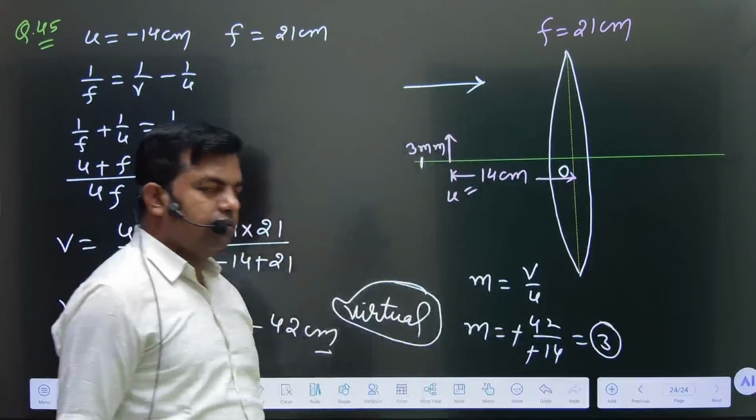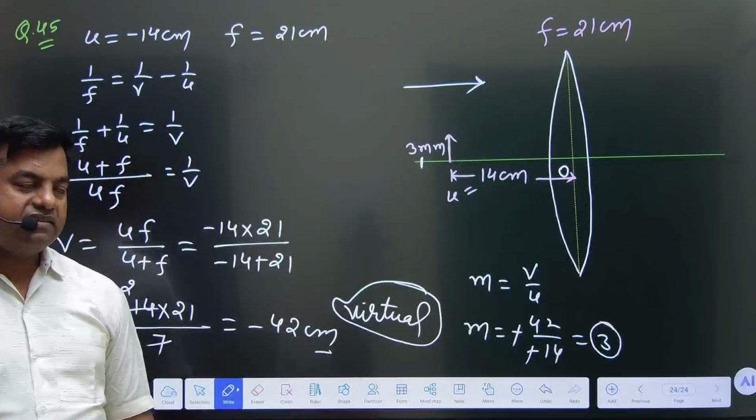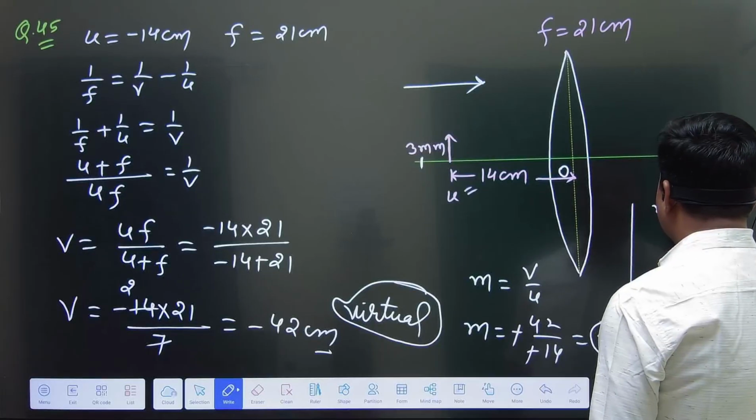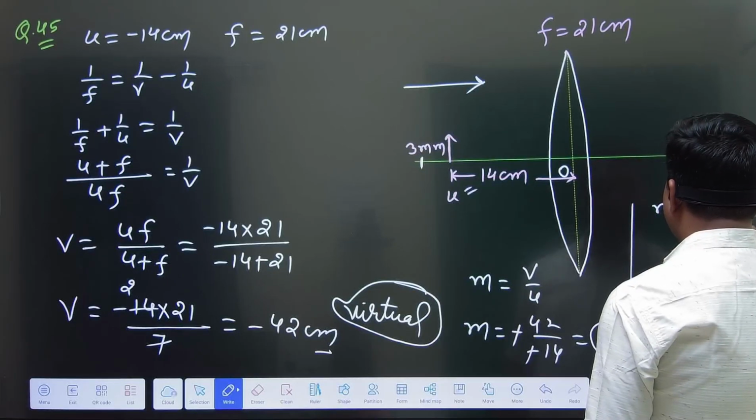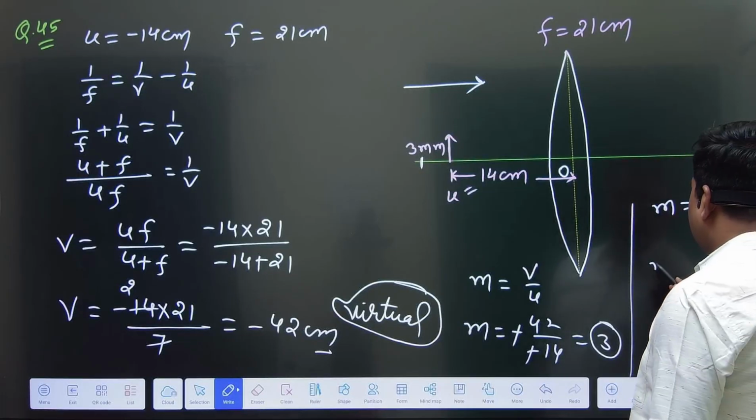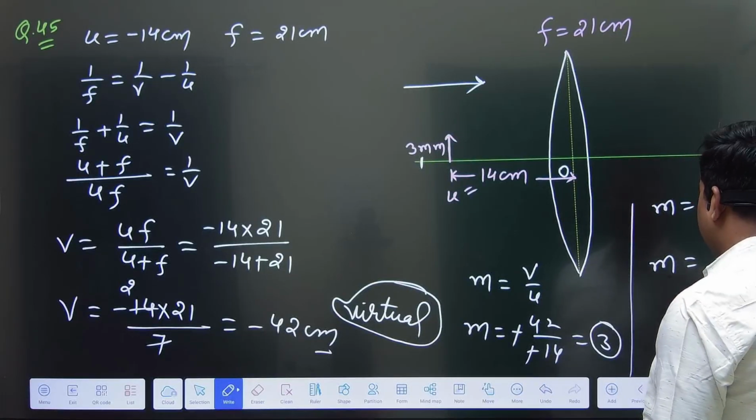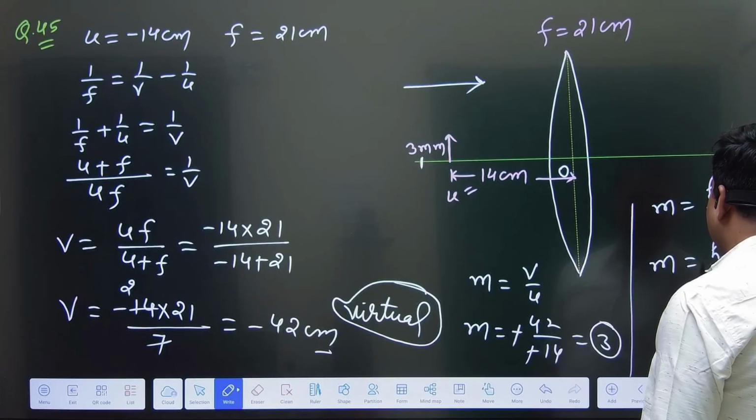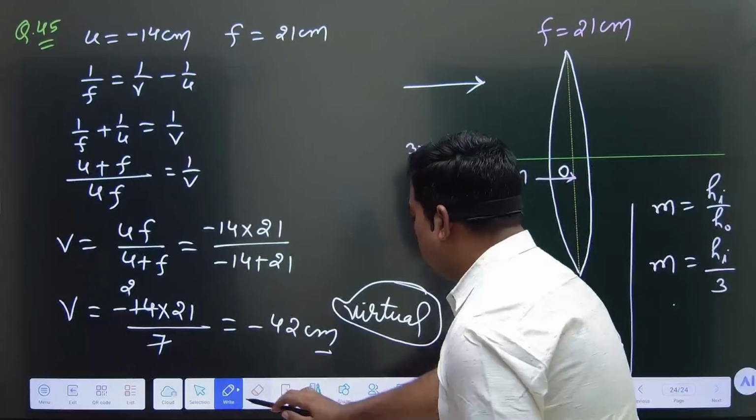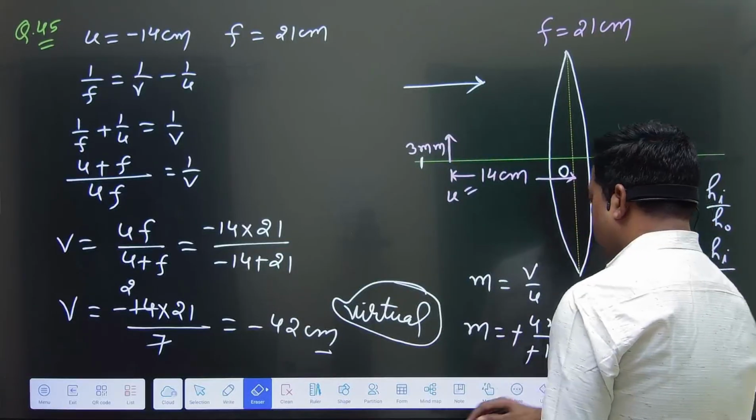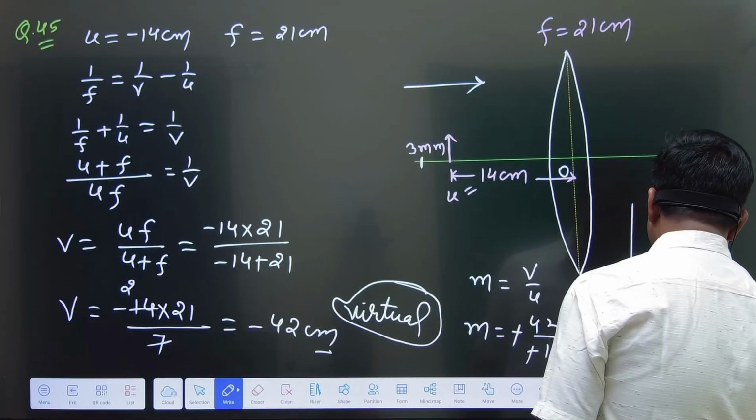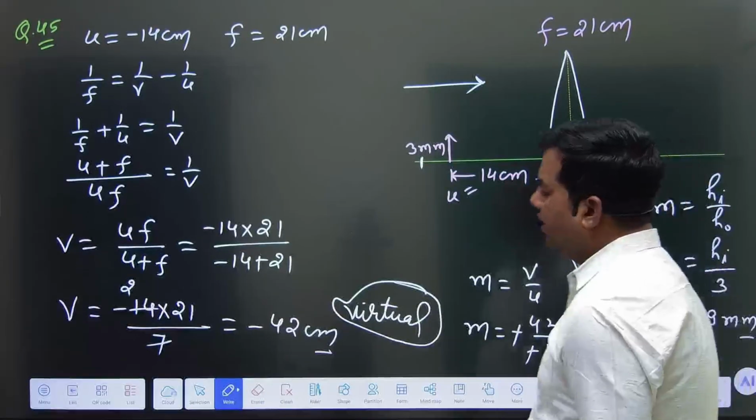Magnification is what? 3. And the size of object is given. So we have to calculate height of image. So m equal to hi divided by h naught. Hi is the height of image. You have to calculate it. H naught is 3 and m is also 3. So on multiplying, height of image is equal to 9 mm. This is your final answer.